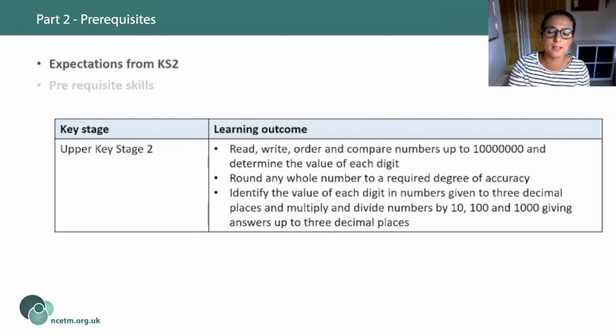So I definitely recommend having a look through the Key Stage 2 programme of study when you're planning any lessons for Key Stage 3.